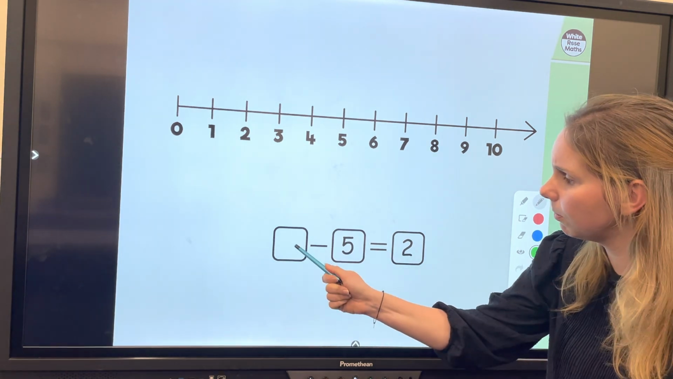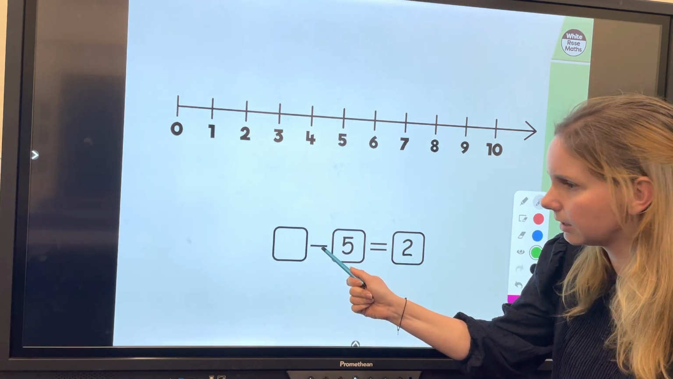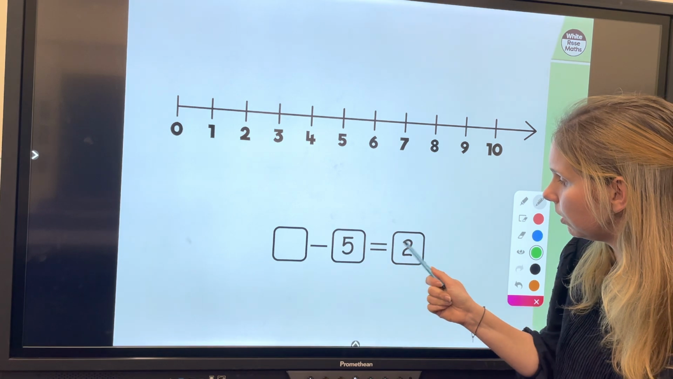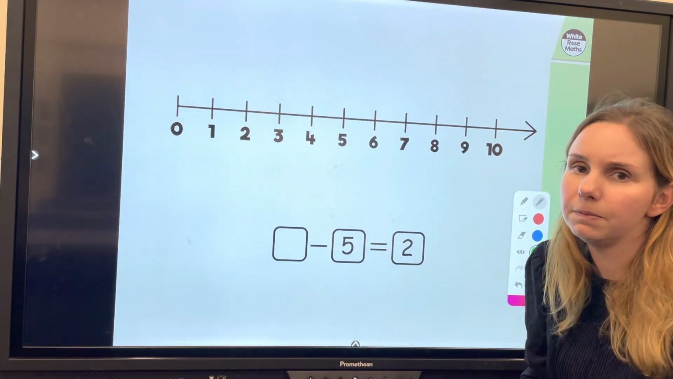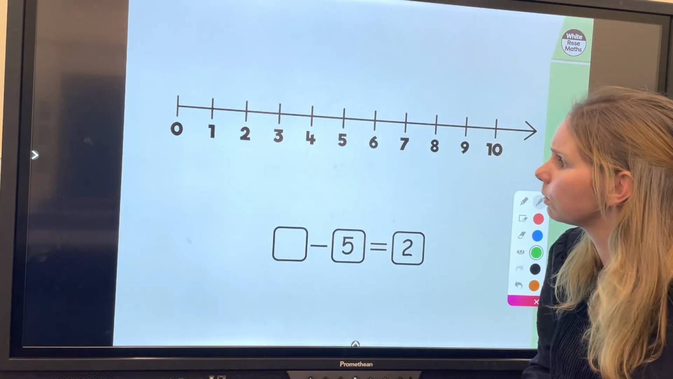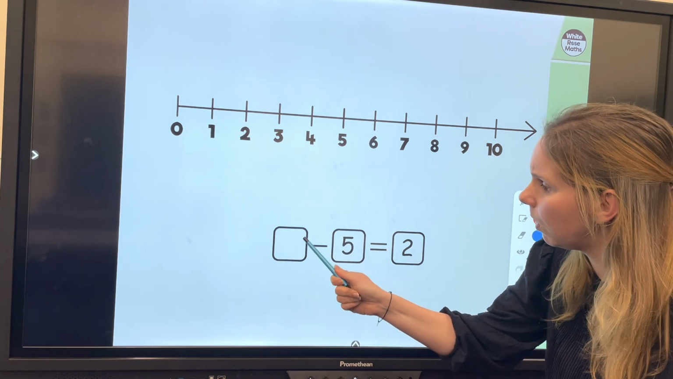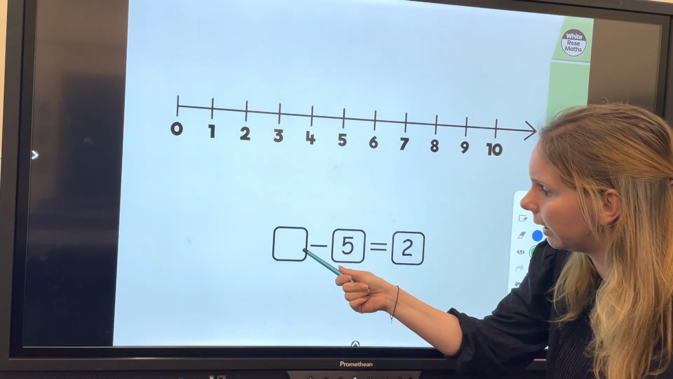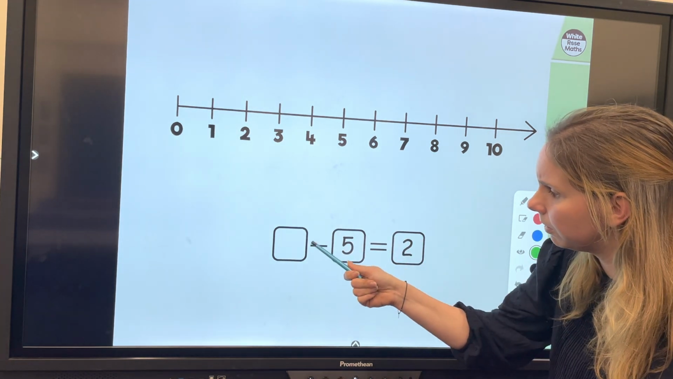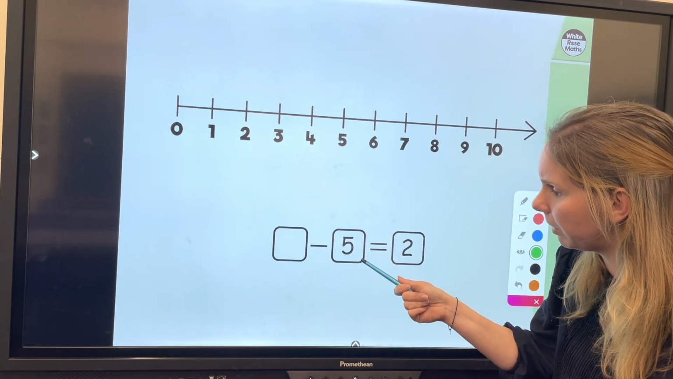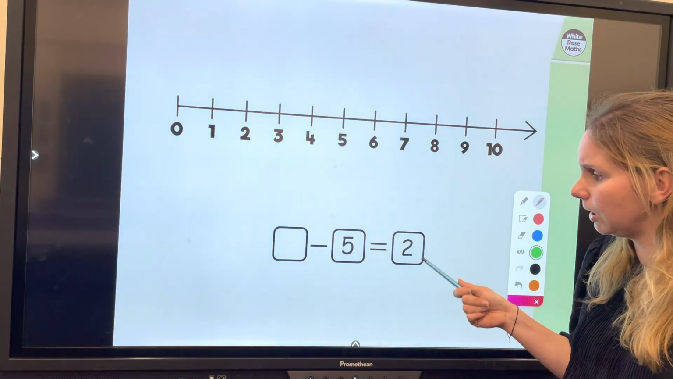This one's something. Subtract, take away, 5 equals 2. Need to put our thinking caps on for this one. So I don't know what number I started at on the number line, but I do know that I had to take away 5 from that number and it gave me 2.